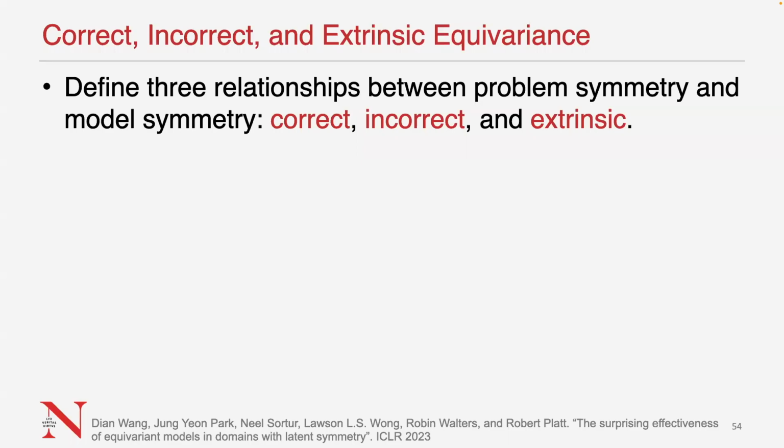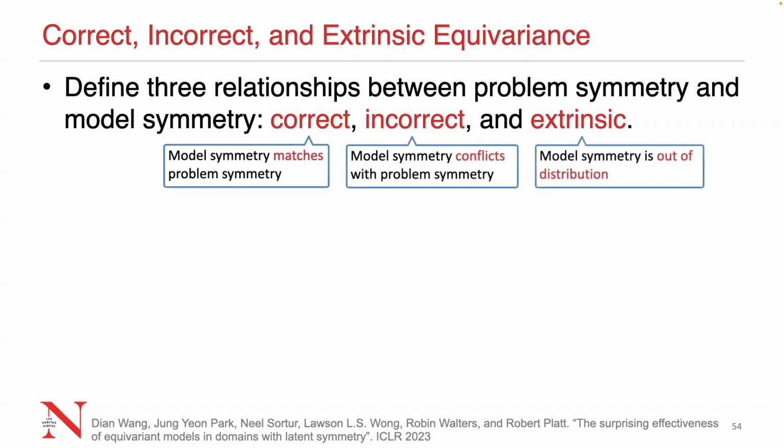Okay, so in this work, which I'm going to present in Rwanda soon, we make two contributions. The first one is we define three different relationships between the problem symmetry and the model symmetry, and we call them correct, incorrect, and extrinsic equivariance. Correct equivariance is when the model symmetry matches the problem symmetry. Incorrect equivariance is when the model symmetry conflicts with the problem symmetry. And extrinsic equivariance is when the model symmetry will transform the data to out of distribution. I'm going to introduce them in the following slides about what they exactly mean.